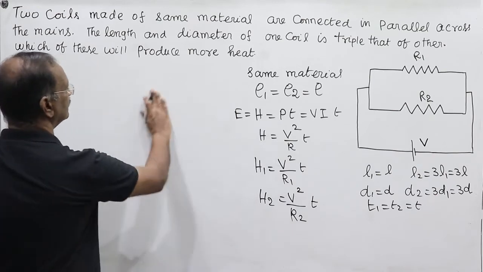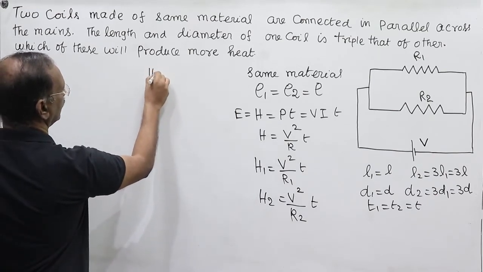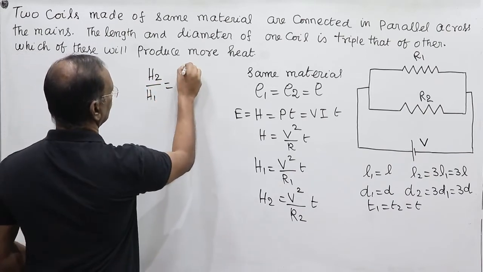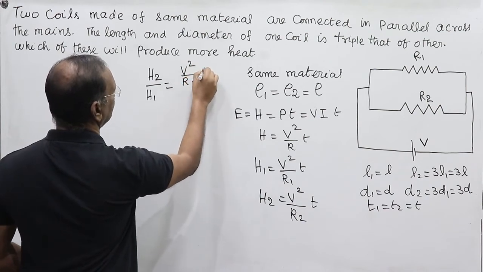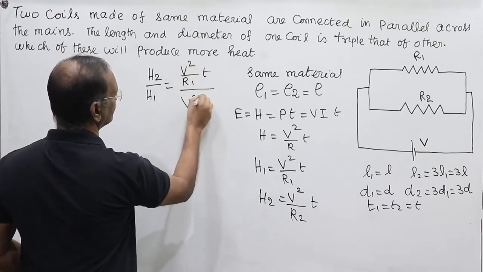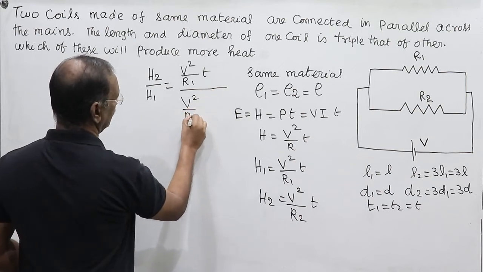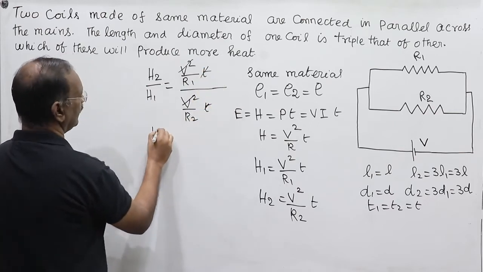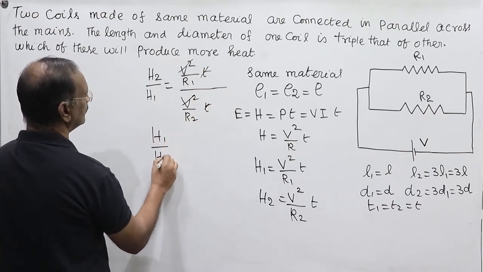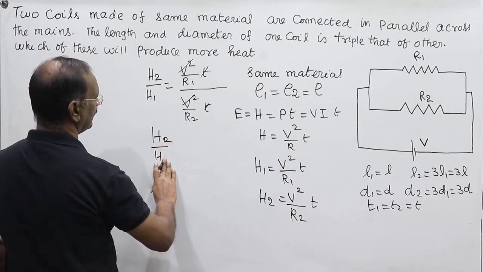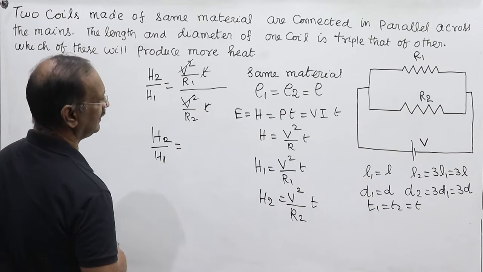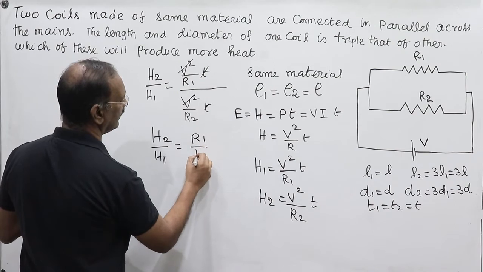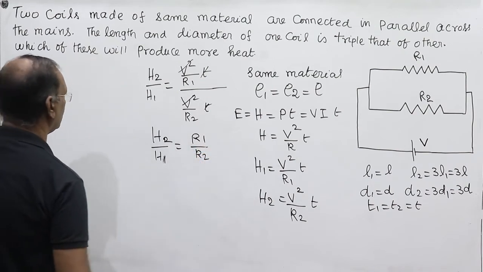So we have to compare these two. It means we can write H2 by H1 is equal to V square by R2 T divided by V square by R1 T. This gets cancelled, this gets cancelled. Therefore, H2 by H1 is equal to R1 by R2. Now we have to find out R1.